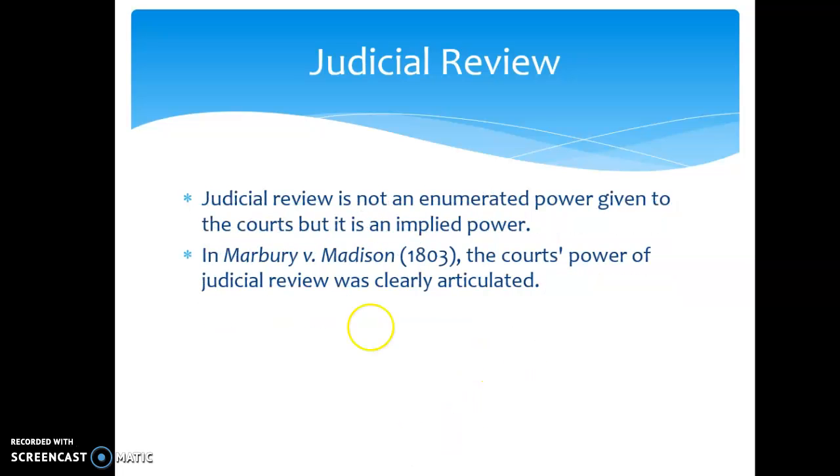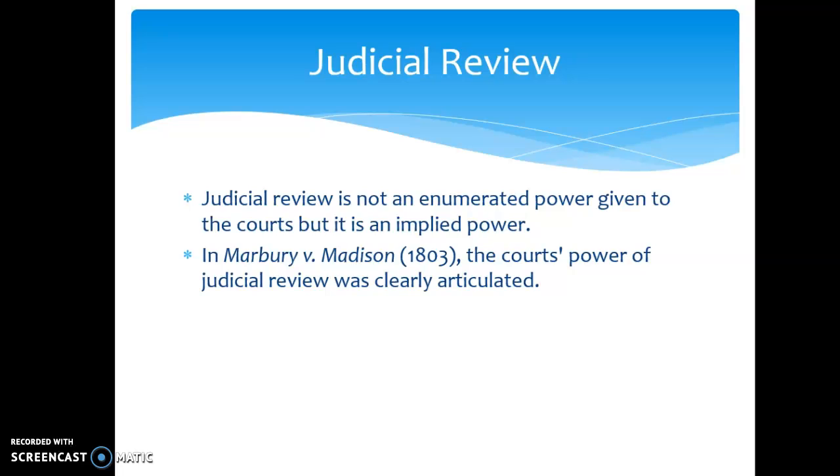Precedent-setting case, 1803, Marbury v. Madison, established the precedent of judicial review. In other words, all other cases henceforth would draw their legal precedent based on Marbury v. Madison, which was a case decided in 1803.